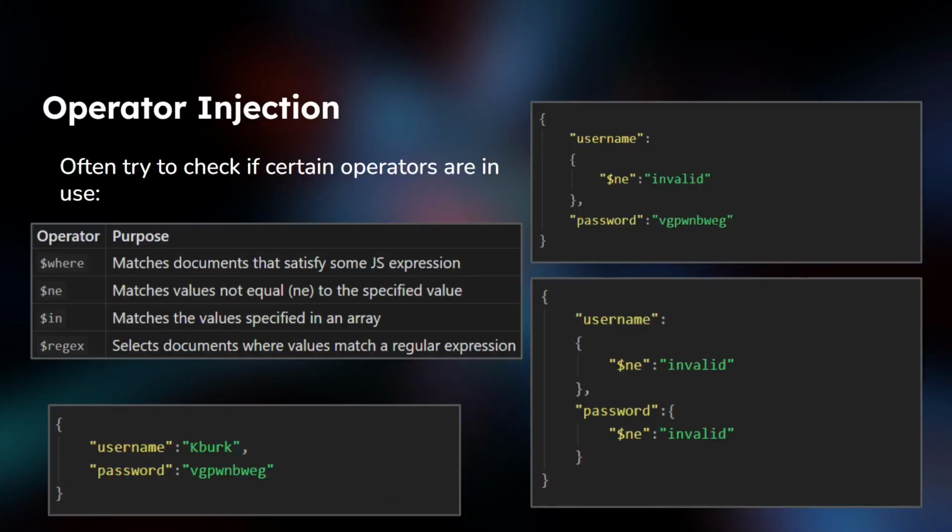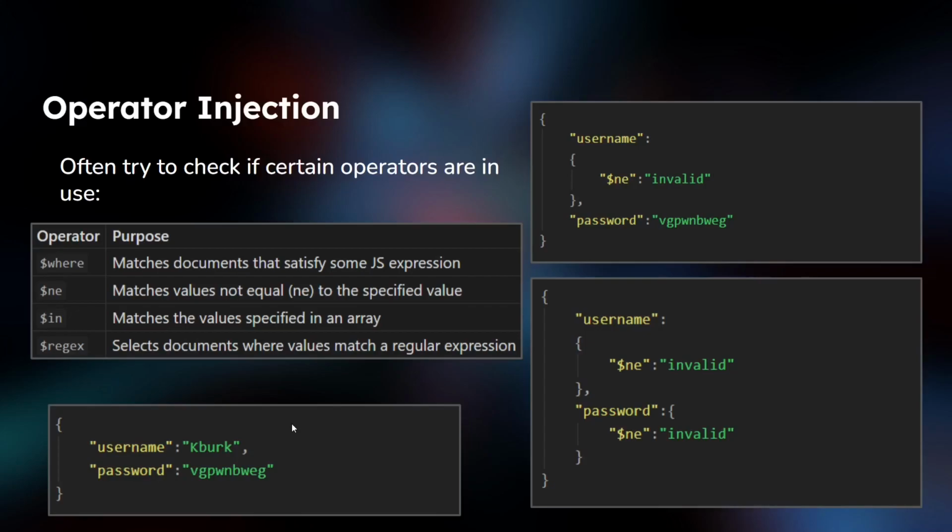Next, we'll talk about operator injection, which is basically, if you're allowed to actually manipulate parts of the query, or moreover, not just parts of the query, but you're allowed to have your own operators be used. So like the where operator matches documents, let's use some JS. Ne is just not equal to. In matches values in an array, and regex just selects documents that match the regular expression.